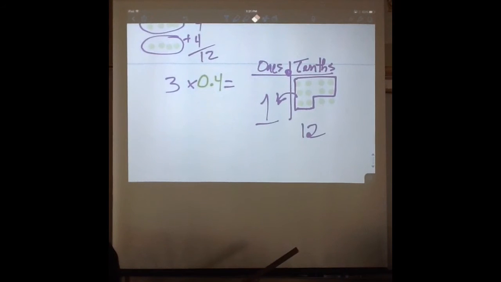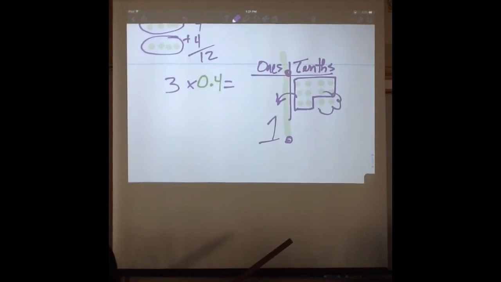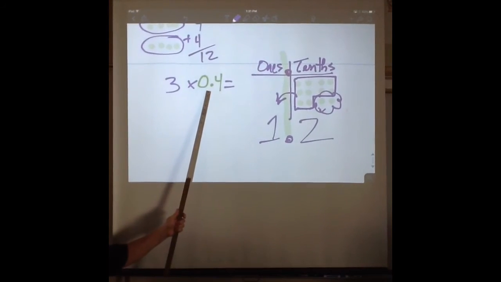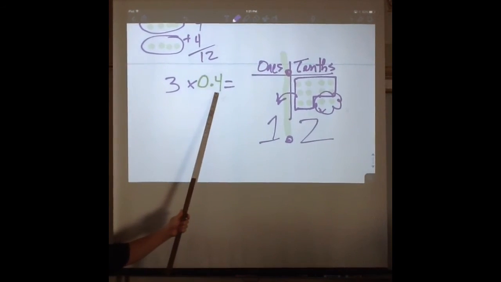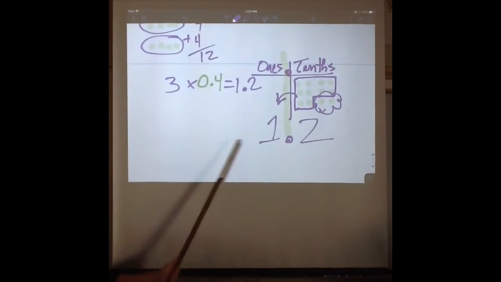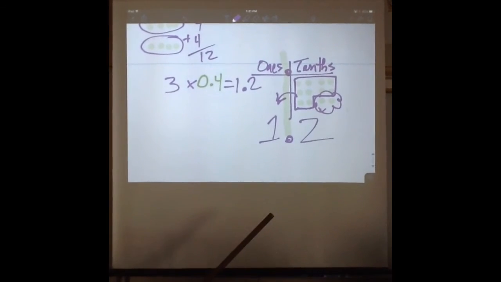I'm going to move that slightly because I think it'll make more sense if I do it this way. I'm going to put my 1 here. Here's my decimal point right here, right? This is my decimal point. So it goes here. And how many items do I have right here? 2. So my answer is 3 copies of 0.4, or 3 copies of 4/10, is actually 1.2, right? Does that make sense? It's pretty easy, isn't it?